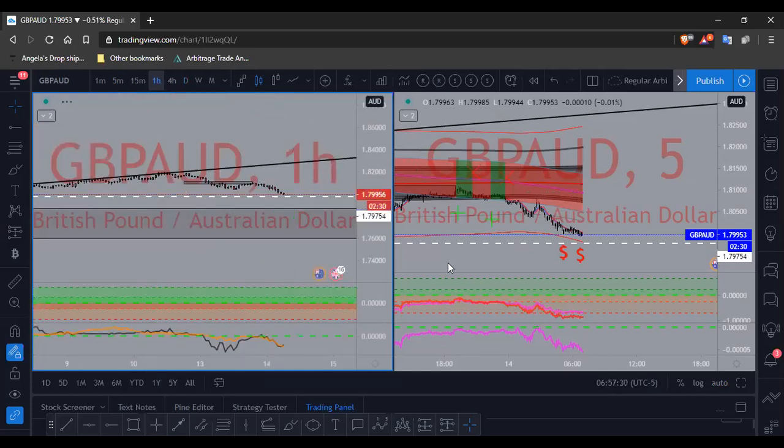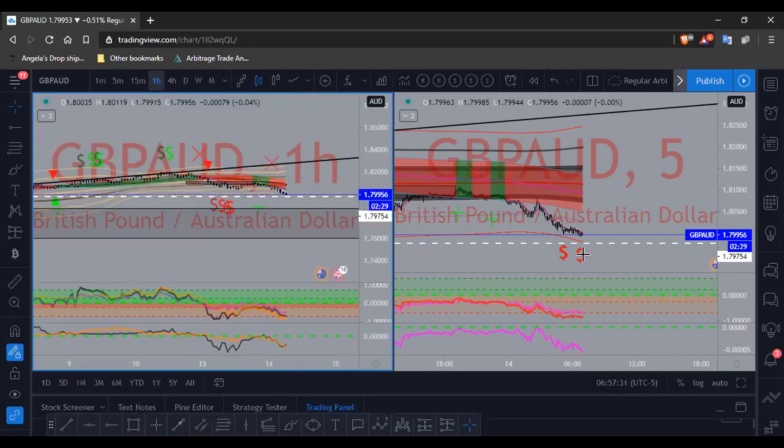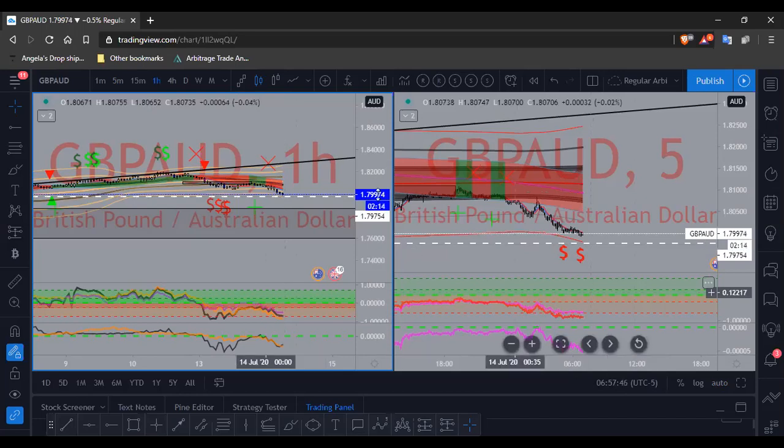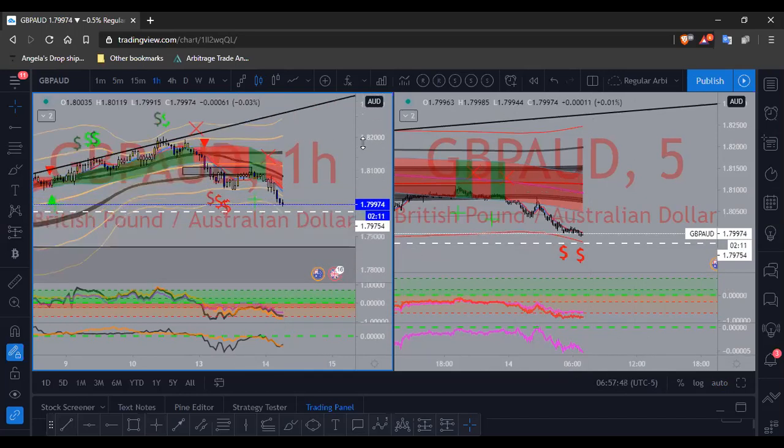But as of right now, on the 5-minute time frame, we do see that price is showing some oversold. It showed this previous oversold and right here. But again, I always want to see what happens when price comes to 1.79750. And if it holds at that area, I wouldn't be against buying, even though it's so low.